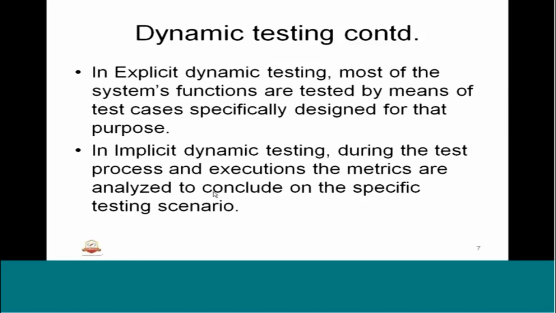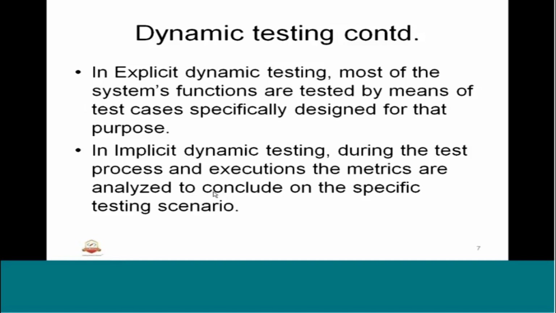Usually most of the system's functions are tested by means of test cases specifically designed for that purpose, basically for testing. To this end, many test design techniques are available. We will discuss that in later sessions. Testing can also be done by analyzing metrics, as I said, that is implicit testing, or by assessing the initiated measures on the basis of a checklist. That means, as a complement to explicit testing, we might also cover some other scenarios. Those are all part of implicit testing.